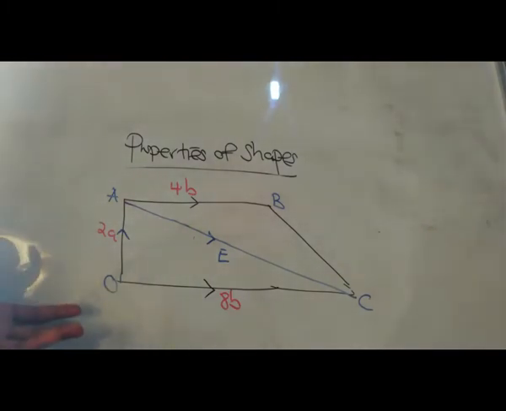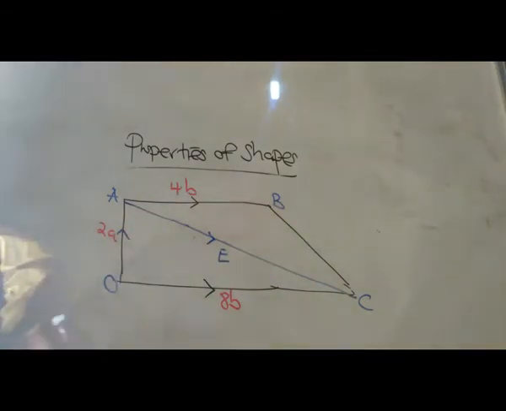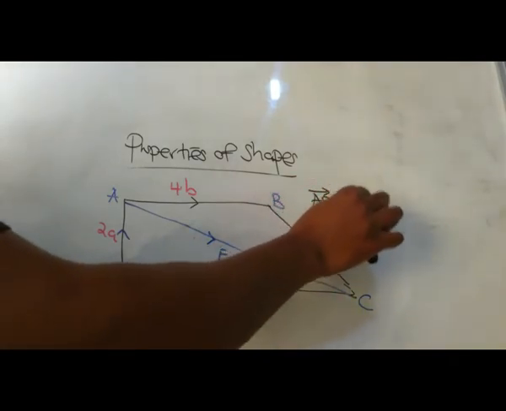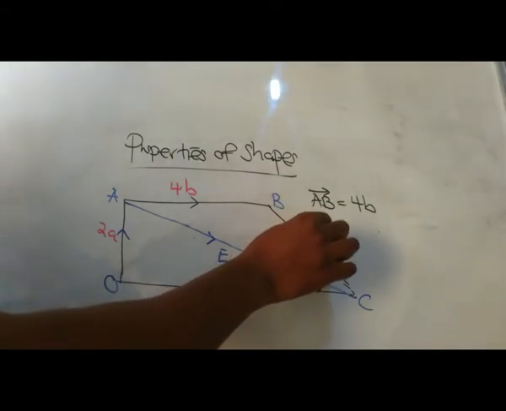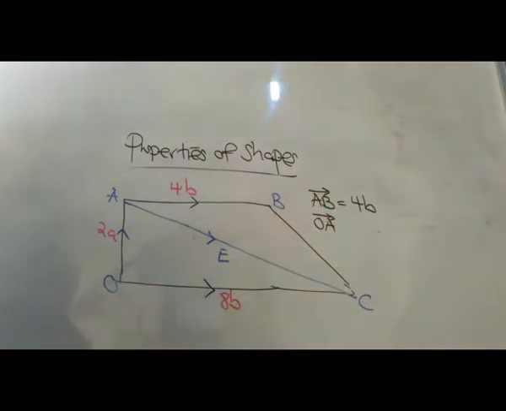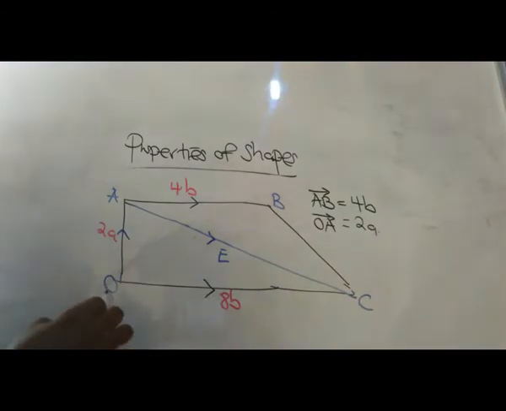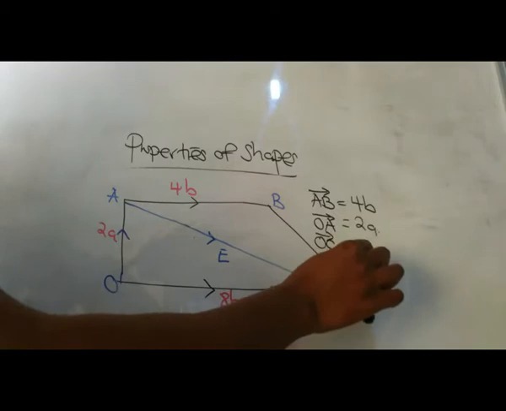This trapezium is not drawn to scale, alright? But we've been told that the distance from A to B, which we can indicate in vector form as AB, is equal to 4b. And the distance of OA, remember how to represent vectors, we use this arrow. There are so many ways, but this is the most common way of representing a vector. OA is equal to 2a, and OC is equal to 8b.